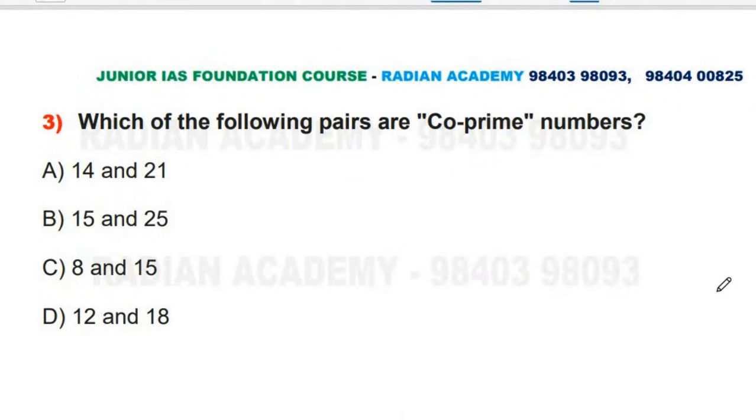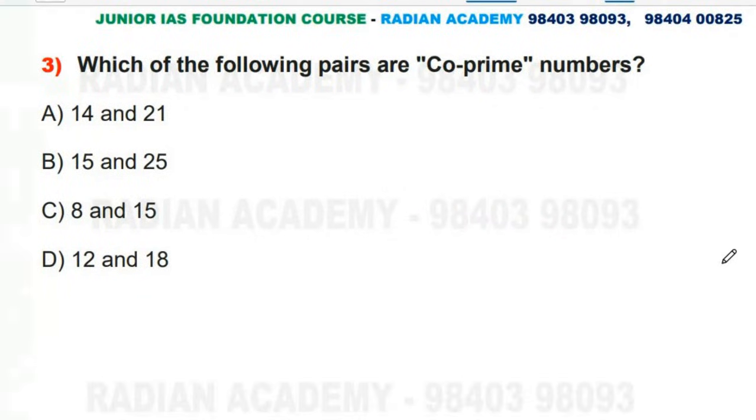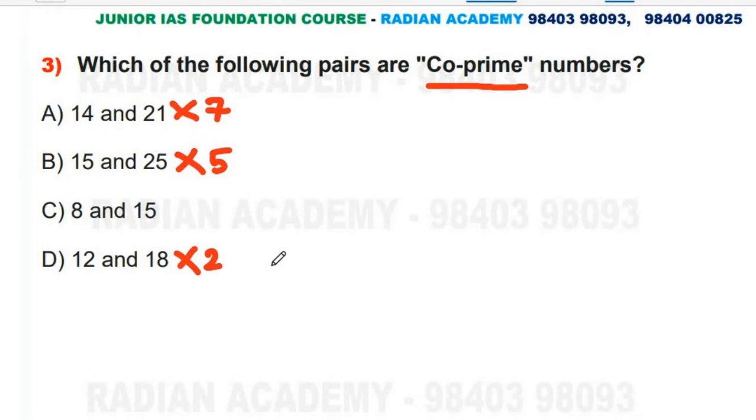Next question: which of the following pairs are co-prime numbers? What is the definition of co-prime? The numbers have no common factors other than 1. If X and Y are said to be co-prime, the GCD or highest common factor is 1, or there is no common divisor other than 1. For example, 14 and 21 are not co-prime because 7 divides both. 15 and 25, 5 divides both. 12 and 18, 2 divides both. Therefore 8 and 15 have no common divisor, so this is the answer. Co-prime.